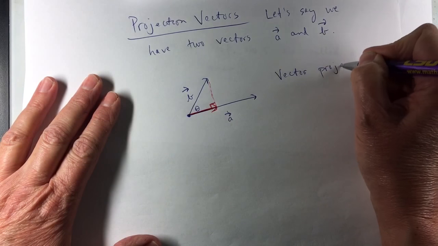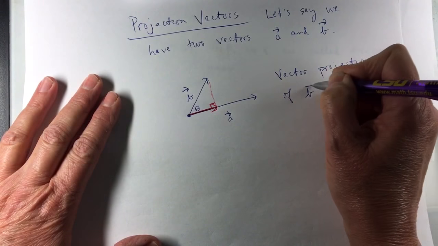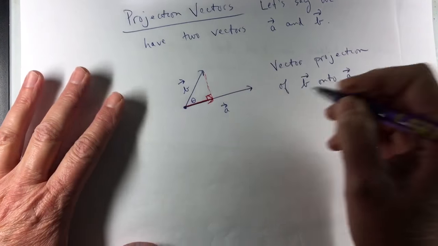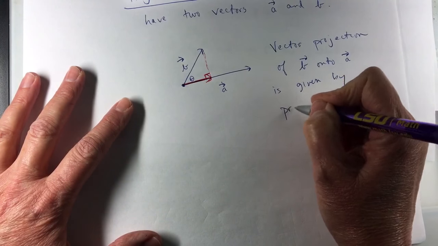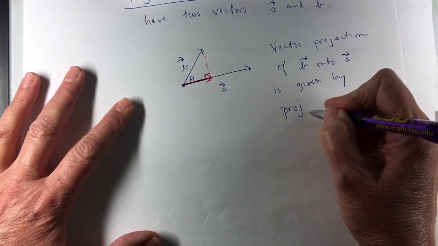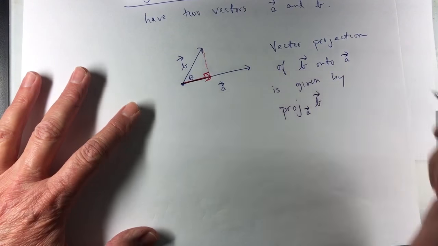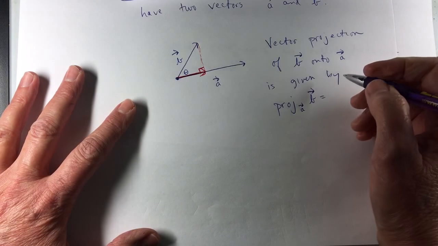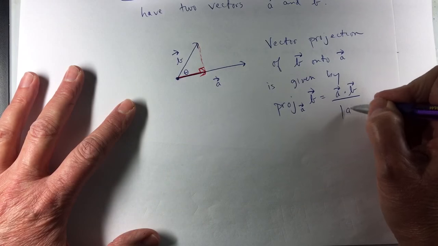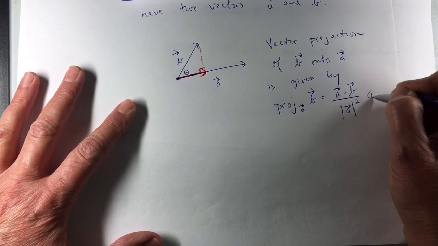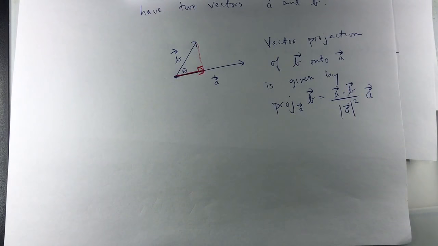Vector projection of B onto A is given by, they write PROJ for projection, A is written small, B is written regular size, and this equals vector A dotted with vector B over the magnitude of A squared times vector A. And then we also would find the length of this vector. And I'll talk about that next time.